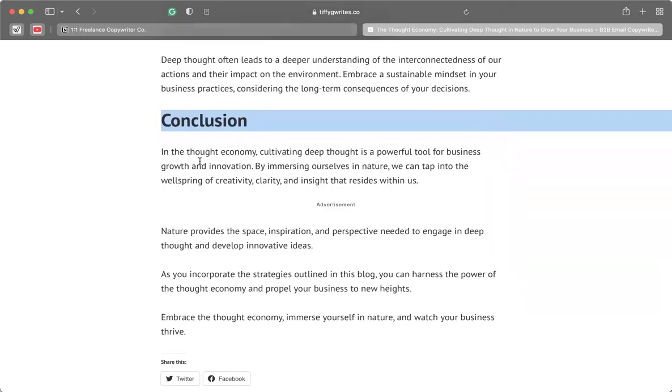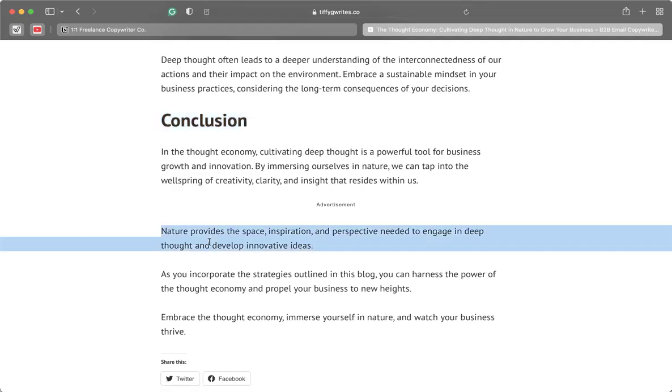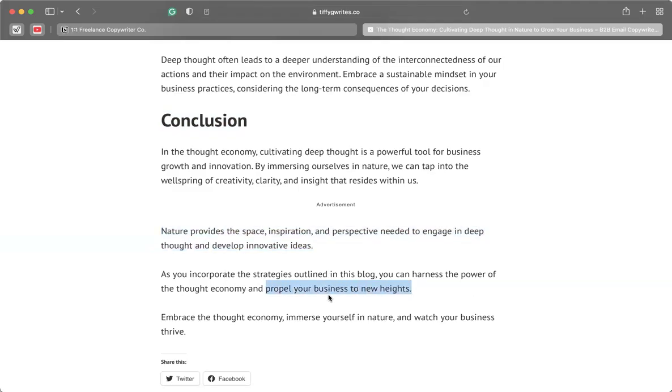So conclusions are pretty simple. You're just reiterating the intro and the thought economy. Cultivating deep thought is a powerful tool for business growth and innovation. By immersing ourselves in nature, we can tap into the wellspring of creativity, clarity, and insight that resides in us. Nature provides the space, information, inspiration, and perspectives needed to engage in deep thought and develop innovative ideas. As you incorporate these strategies in this blog, you can harness the power of the thought economy and propel your business to new heights. Adjective, propel, or I should say verb, propel.